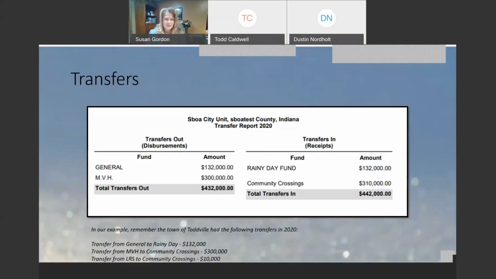And when you do, it's going to give you a report of the transfers that you entered in the financial data by fund section. And you can see I'm out of balance here. I have transfers out of $432,000 and transfers in of $442,000. So that $10,000 from LRS, I didn't get recorded. So now I need to go back and I need to make a change.